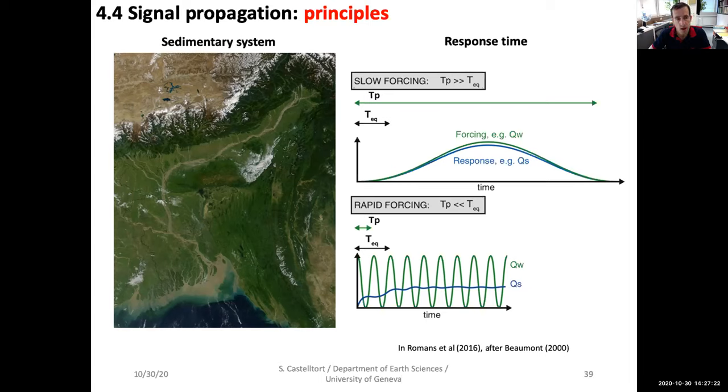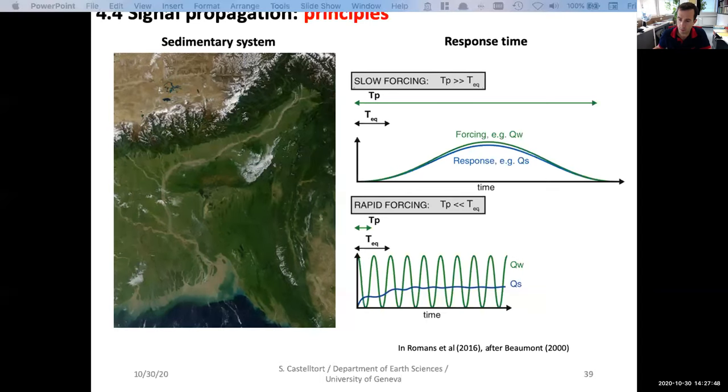And I like to start for this presentation with these two important concepts that you already heard a lot about in this course. The concept of a sedimentary system that goes from source to sink, and the concept of response time that we haven't dealt with too much yet. Oh, excuse me.